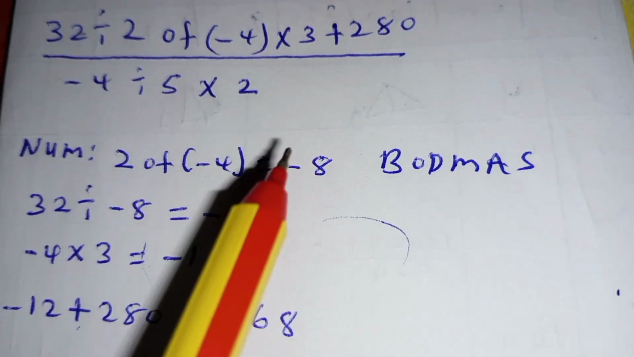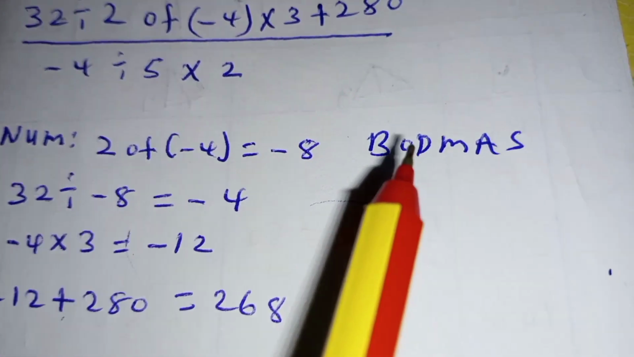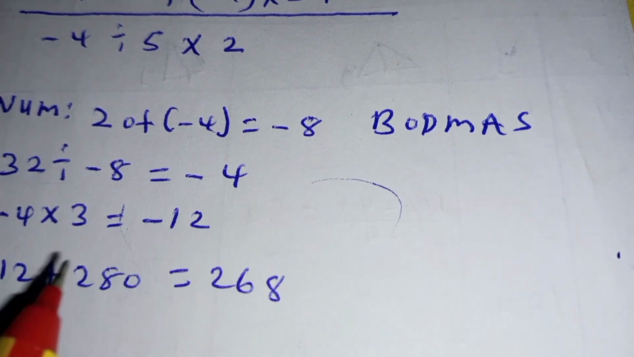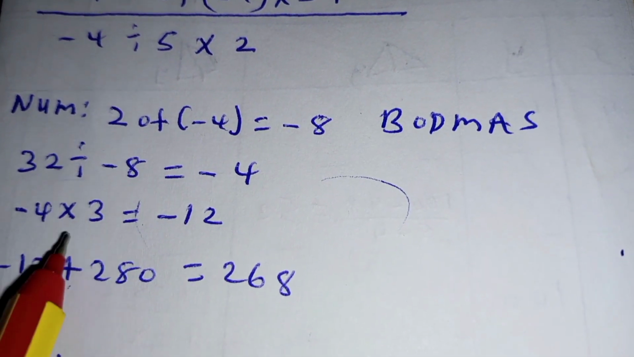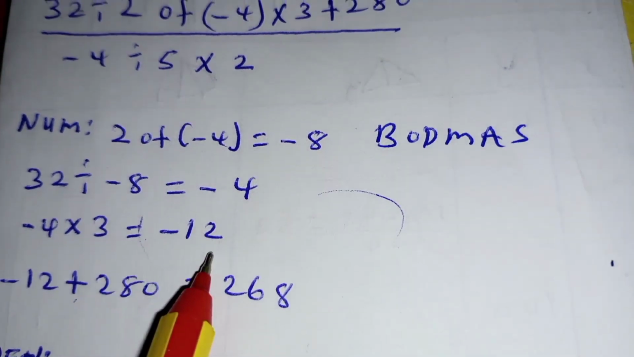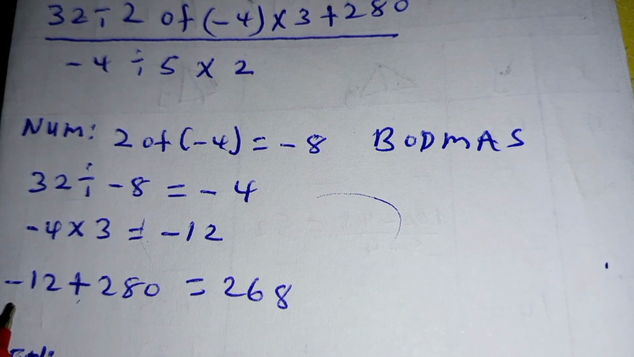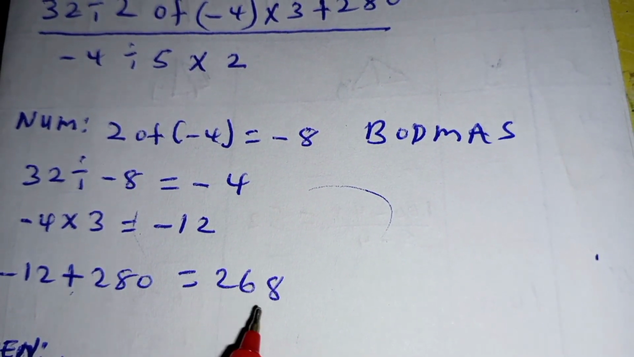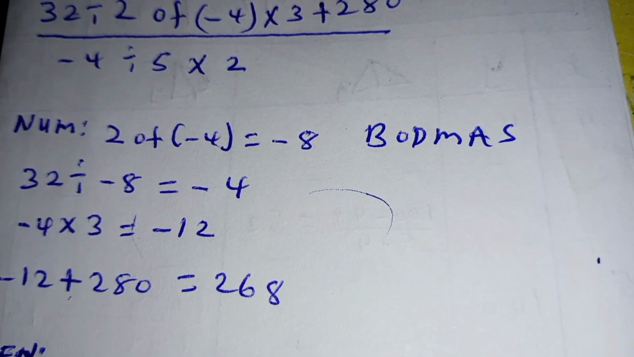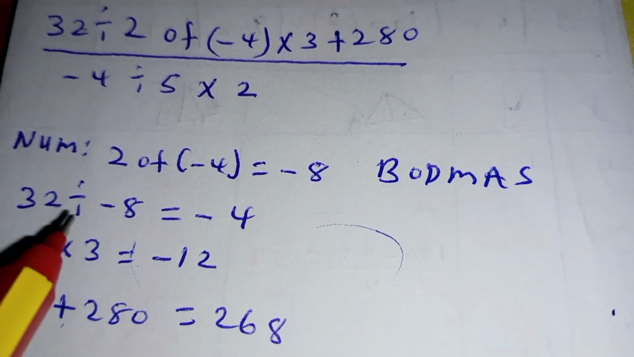Then you have times 3. From of, we go to division, then multiplication. So you have -4 multiplied by 3, which is equal to -12. Then you go to addition. -12 plus 280 is 268. That is how you evaluate the numerator in this simple method using BODMAS.